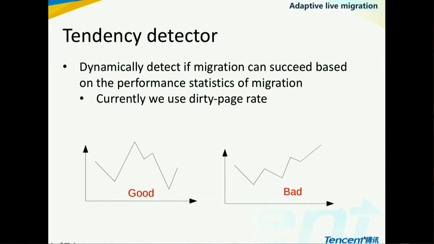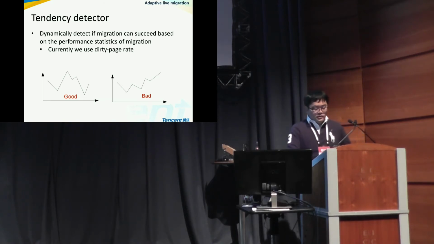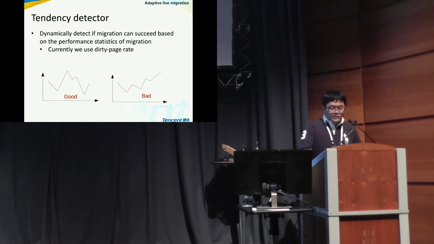This is the tenancy detector. The tenancy detector will dynamically detect if migration can succeed based on the performance statistics of migration. Currently, we use the dirty page rate. You can see from the picture, if the dirty page rate becomes diverging, it means the current migration cannot succeed, and we need to try something new until the tendency becomes converging.